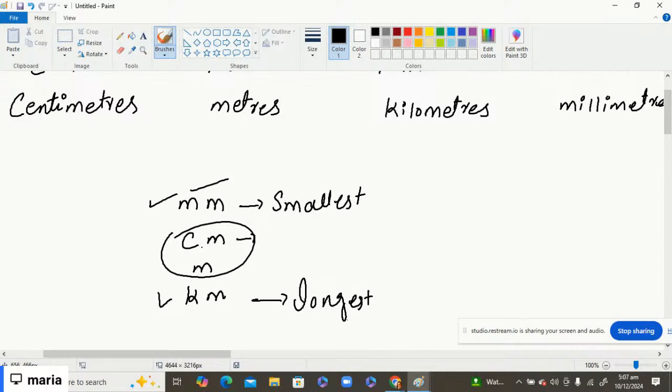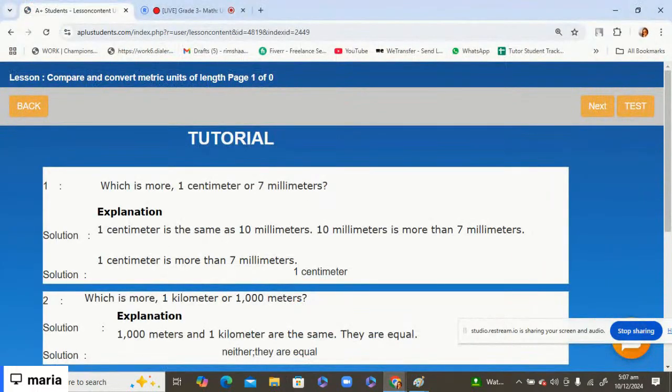Now we discuss the questions. Move back to the questions. Do you understand this, which is the smaller unit and which is the bigger unit? Okay, very well done, everyone.